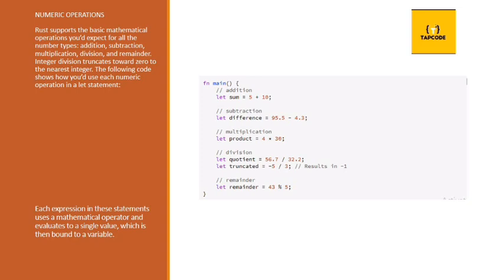Rust also supports integer division, which truncates towards 0 to the nearest integer. Now you can see the code example I gave, and if you try running this, you see the result. Each expression statement is a mathematical operation that evaluates to a single value, which is then bound to a variable. That's all about numeric operations in Rust programming.